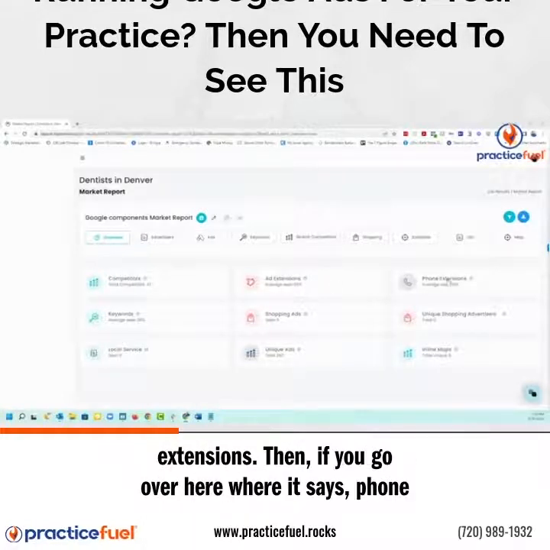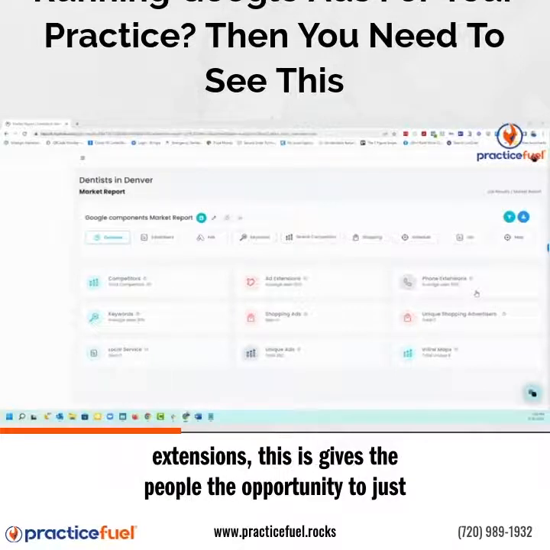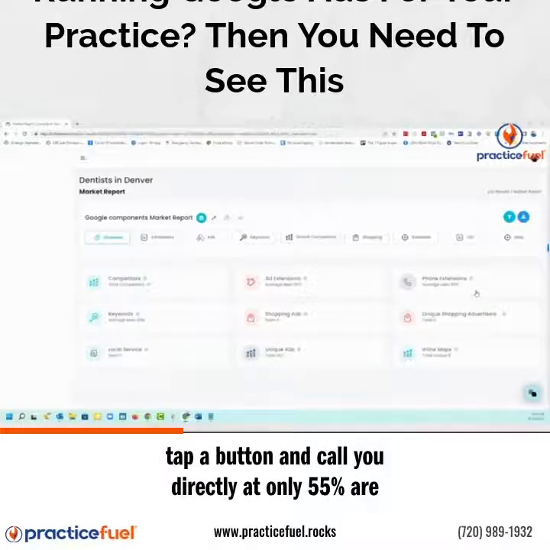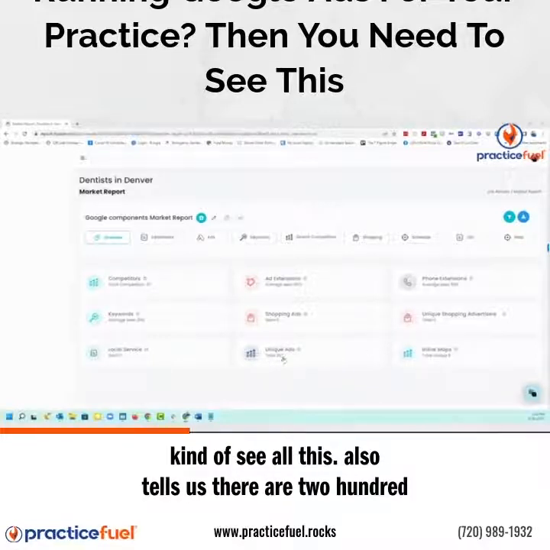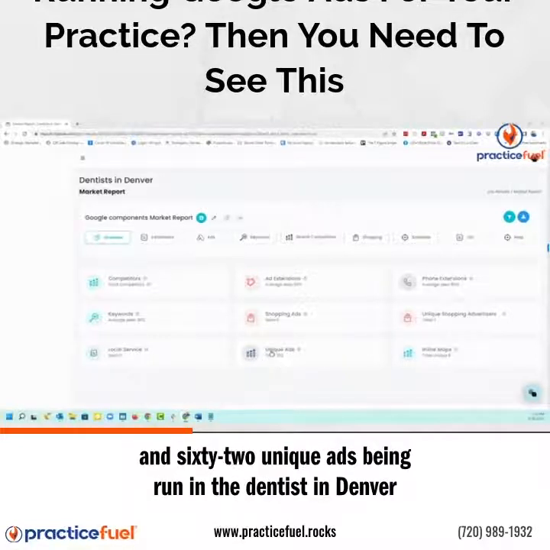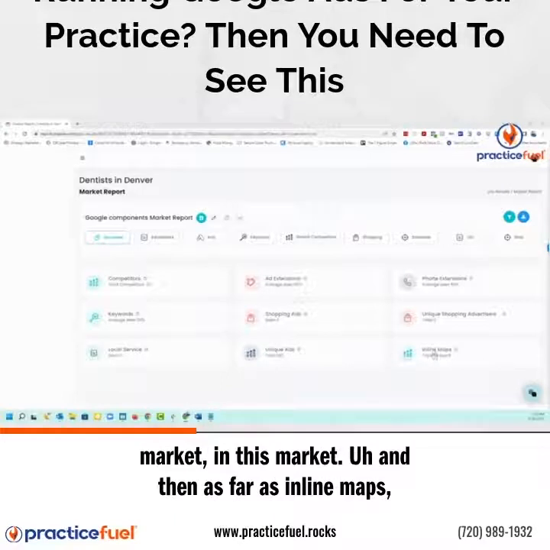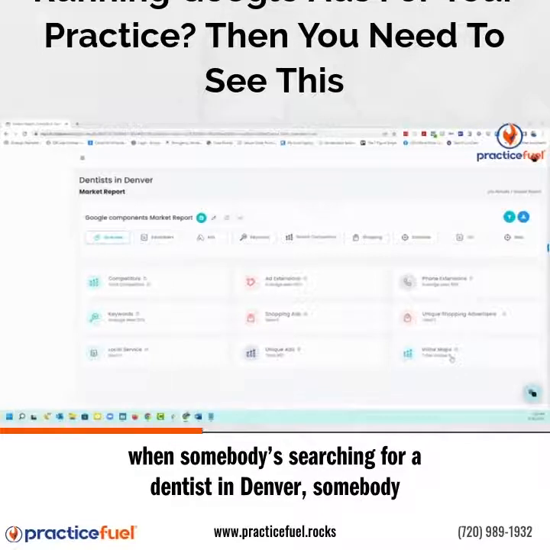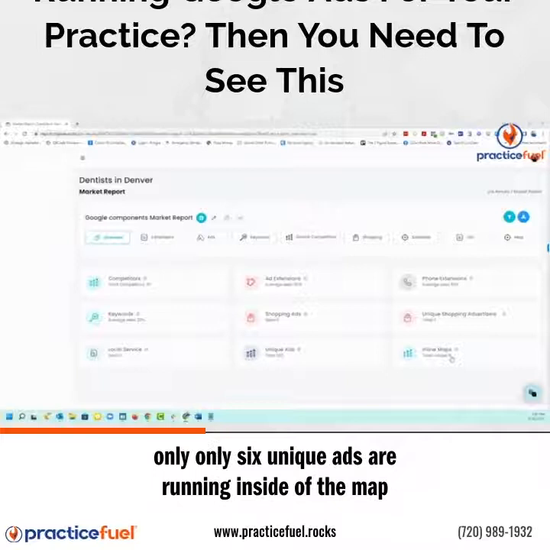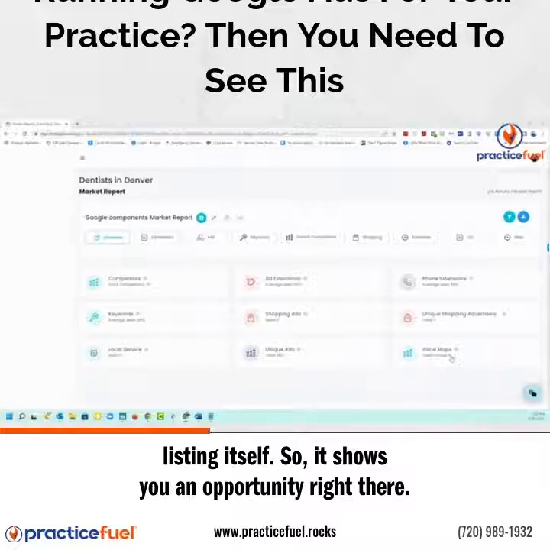Then if you go over here where it says phone extensions, it gives people the opportunity to just tap a button and call you directly, and only 55% are utilizing that particular tool. So it's really powerful to see all this. It also tells us there are 262 unique ads being run in the dentist and Denver market. And as far as Inline Maps, only 6 ads are being run. Inline Maps means that when somebody's searching for a dentist in Denver, only 6 unique ads are running inside of the map listing itself. So it shows you an opportunity right there.